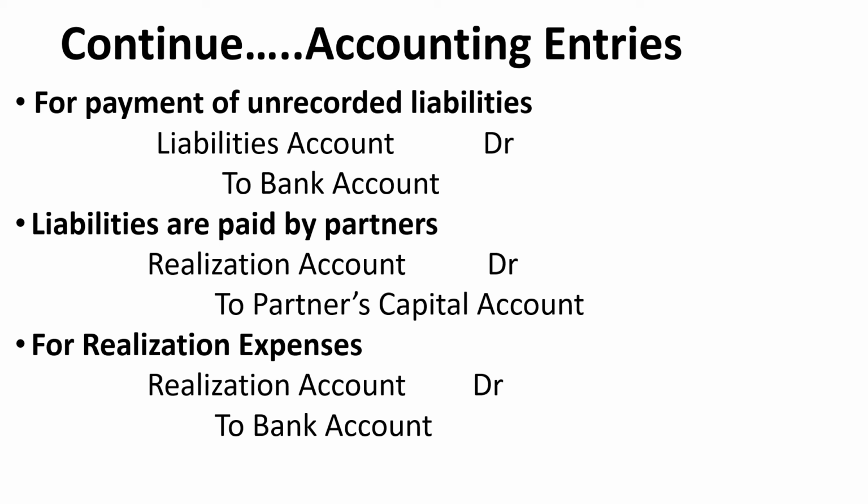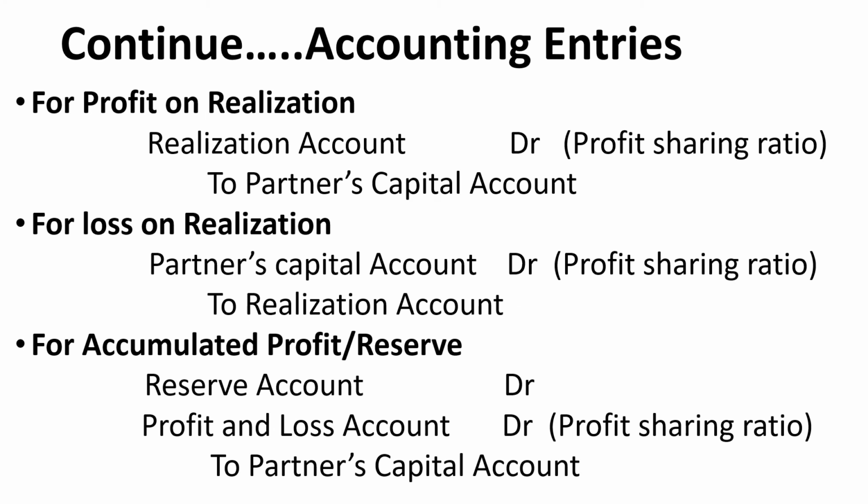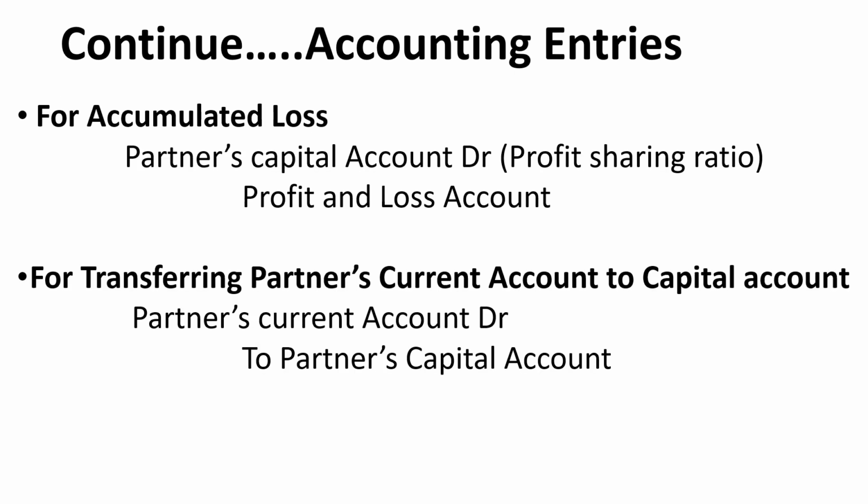For liabilities paid by the partners, the entry will be realization account debit to partners' capital account. For realization expenses, realization account debit to bank account. For profit on realization, realization account debit to partners' capital accounts. Whatever profit on realization, it has to be distributed to the partners based on the profit sharing ratio. If it is loss on realization, the entry will be the opposite: partners' capital account debit to realization account. For accumulated profits and reserves, reserves account and profit and loss account debit to partners' capital accounts. For accumulated losses, partners' capital account debit to profit and loss account.